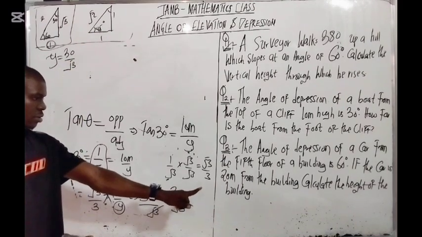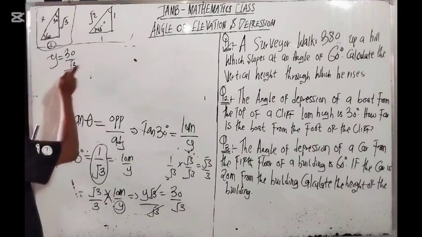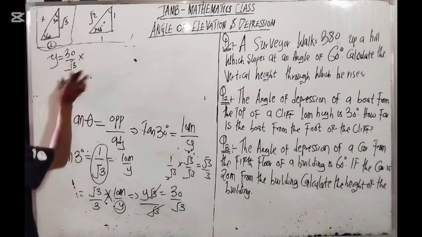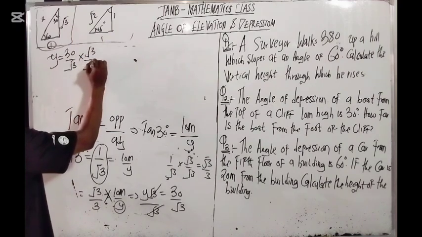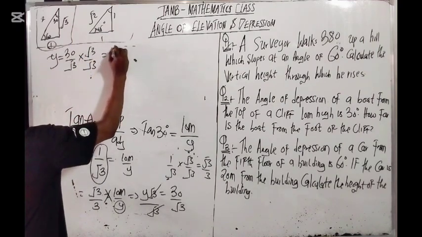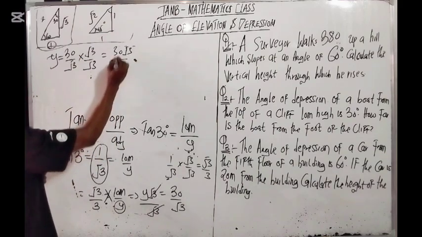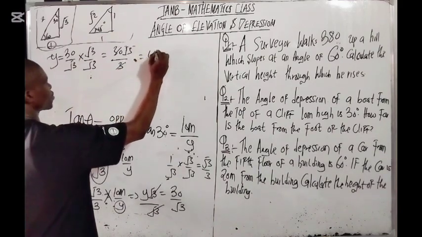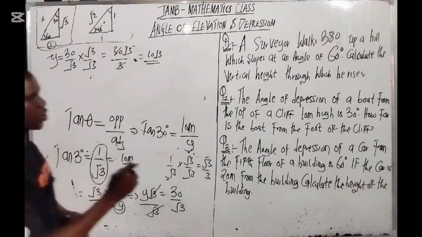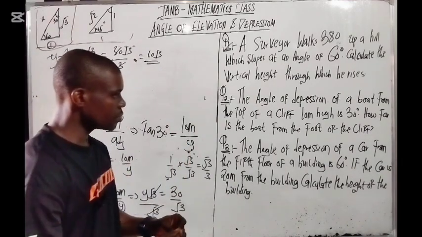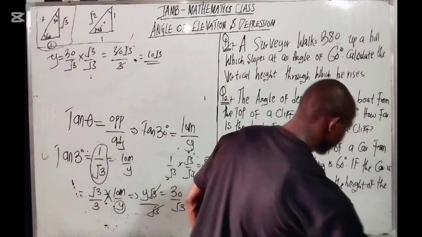Hope you are following. Once you rationalize, square root of 3 over square root of 3, so 30 square root of 3 over 3. The 3 cancels out, and I get 10 square root of 3. That is the answer. So we are done with this one. Let's have question 3.